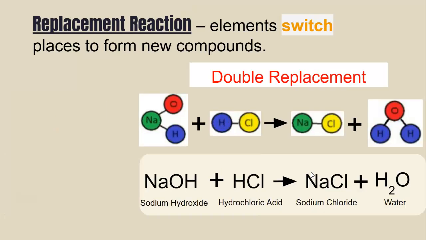In a double replacement, both of the compounds are going to switch their partners. So for example, on the left side, Na is bonded to OH, and H is bonded to Cl. On the right side, Na is bonded with Cl, and the H that was with Cl is now bonded to the OH. So both of the compounds had to switch in order for it to be a double replacement.